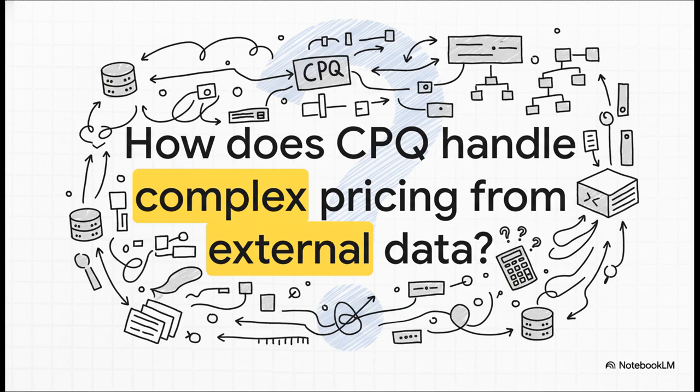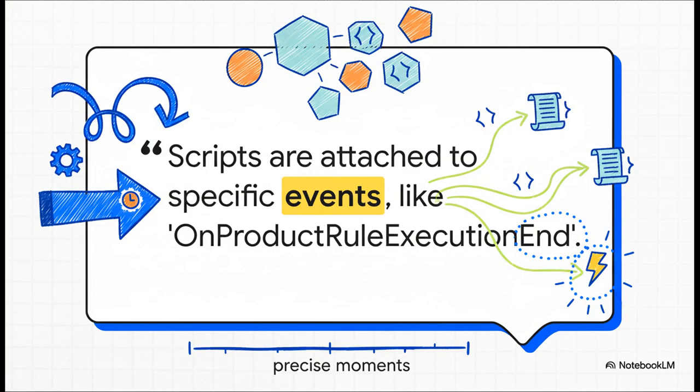Okay, that makes sense for standard stuff. But it raises a good question. What happens when the rules get really complicated? I'm talking about things like volume discounts that change based on a customer's entire purchase history, data that doesn't even live inside the CPQ system. How on earth does the system handle that? The answer is actually pretty brilliant.